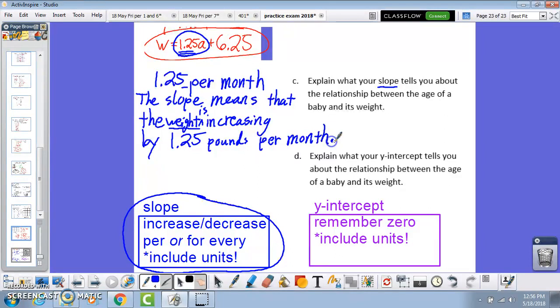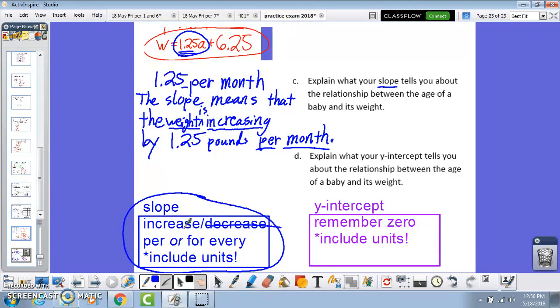month. Okay, so how I started it is I just looked at this and asked myself, what does this mean? And you might first say it's 1.25 per age, but then you really don't say that. It must be per month because that's how we're measuring age. Then I decide if I should use increase or decrease. This is an increase situation. And then what's increasing? I don't want to say it is increasing. I want to say the weight is increasing by 1.25 pounds per month.